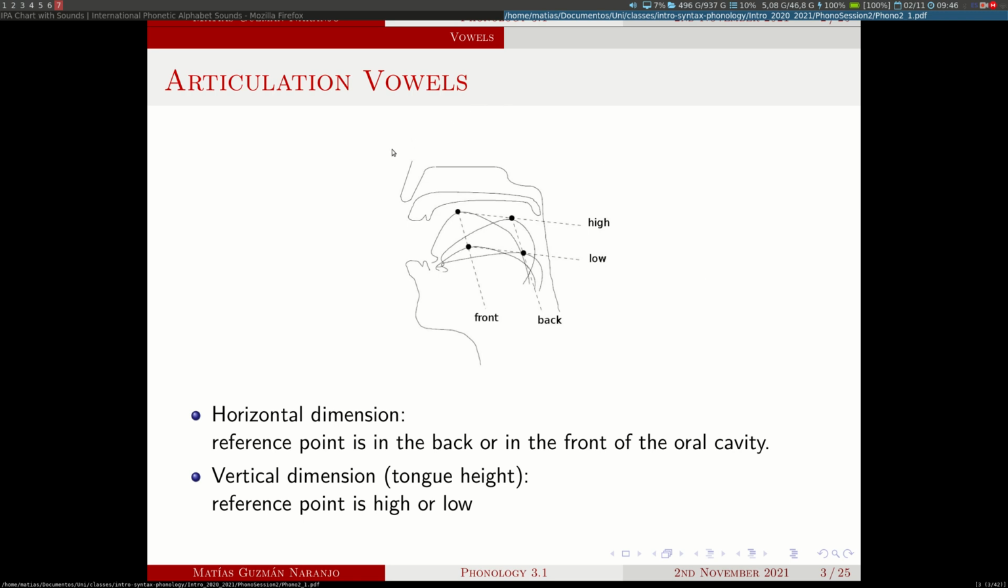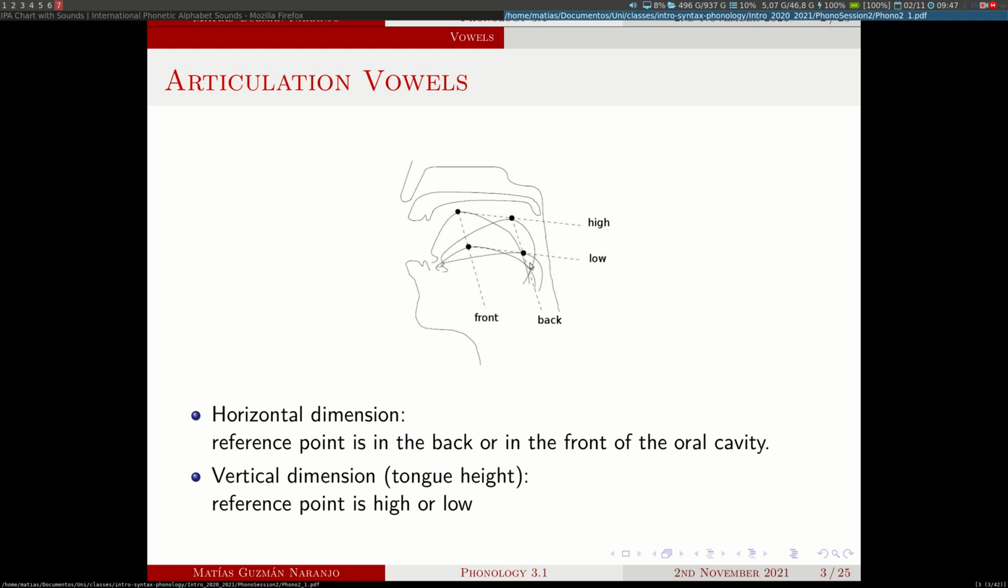This is a very common cross-sectional cut of the mouth of a speaker, and we usually orient these pictures with the lips to the left of the picture. So here are your lips, this is your nasal cavity, and here's the tongue. As I mentioned at the beginning, vowels are articulated with the tongue, with some involvement of the lips, and in some cases also of the velum. But let's start with the tongue.